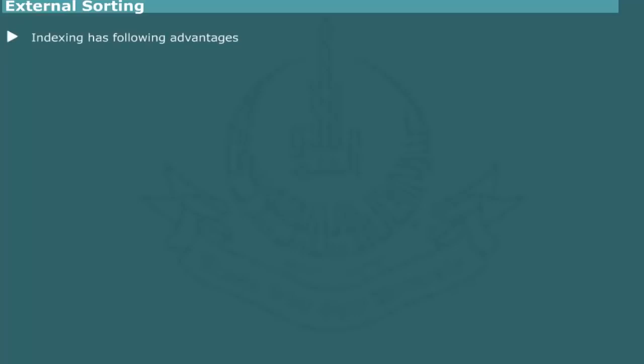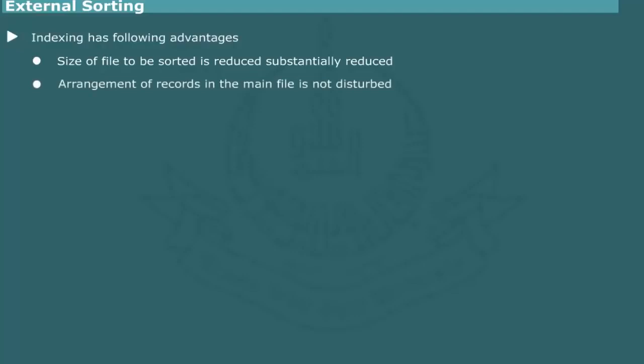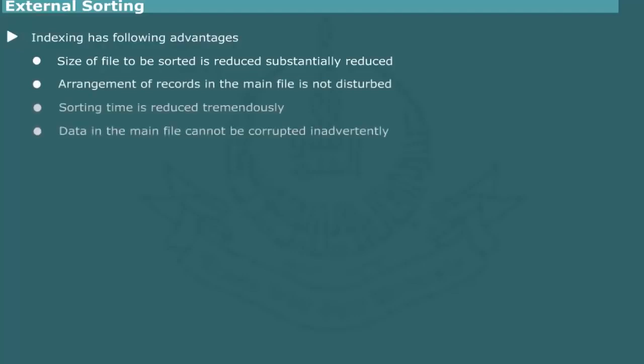Indexing has the following advantages. The size of the file used in external sorting is tremendously reduced. Arrangement of records in the main file is not disturbed. Thus, not only is the time in data movement saved, the chances of corrupting the files are eliminated. If the records in the file are added, deleted, or updated, the index file is updated more efficiently compared to sorting of the whole file.